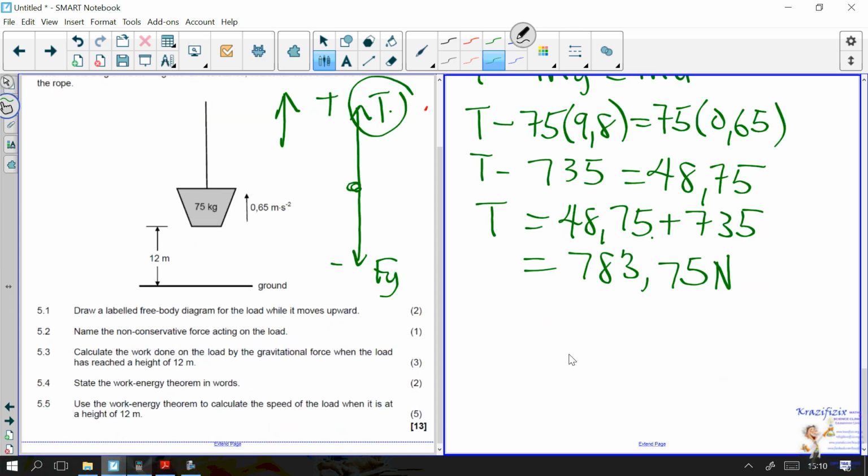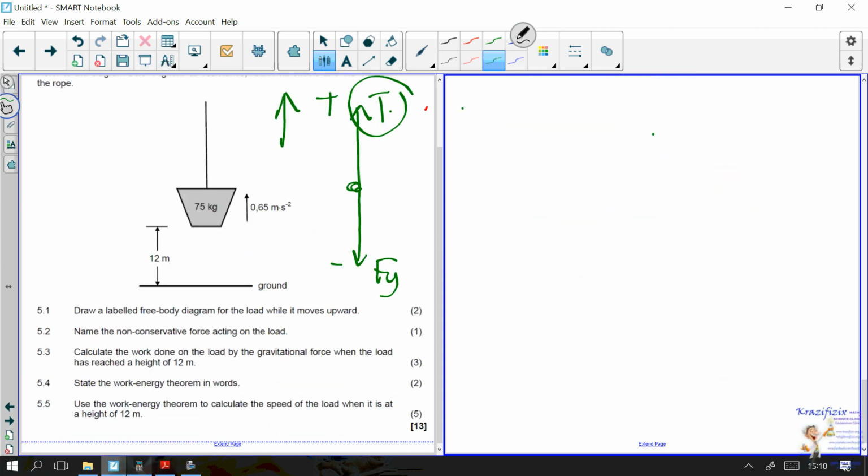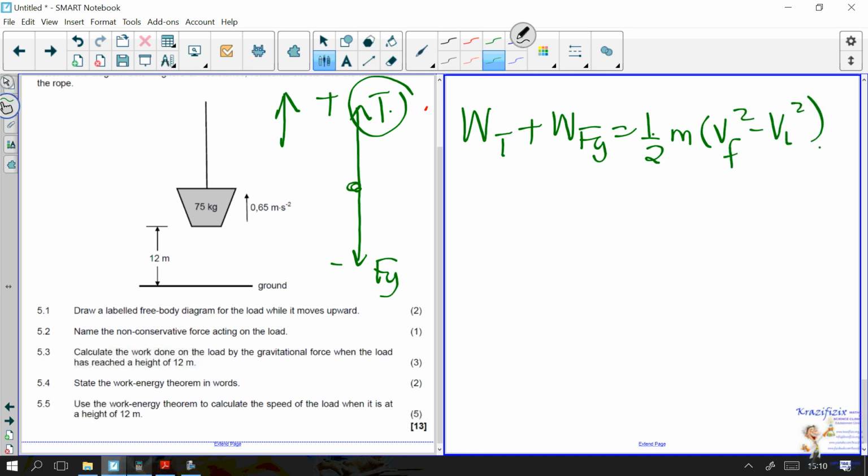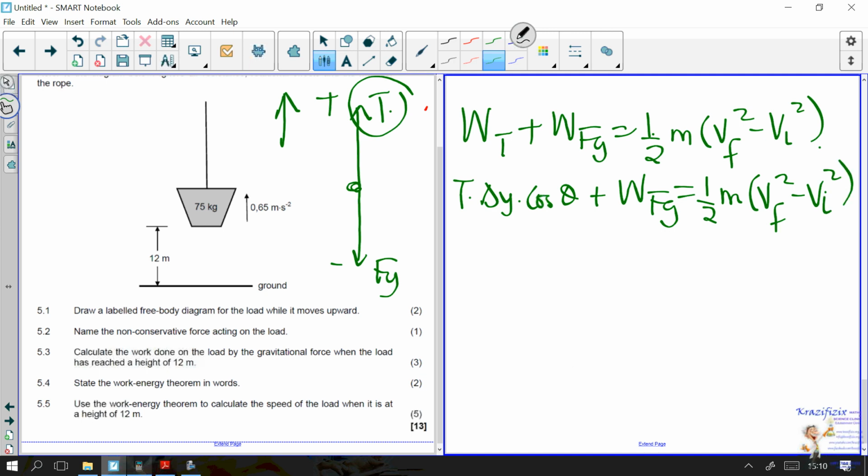Can I now go back to my equation? All right. Work done by tension plus work done by Fg equals to half m Vf squared minus Vi squared. Expanding T delta y cos theta plus work done. Already I've calculated this. Let's be smart so that we don't do the same thing twice. You don't have the luxury of time.